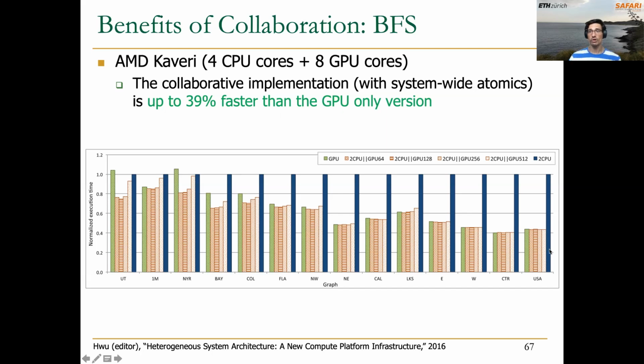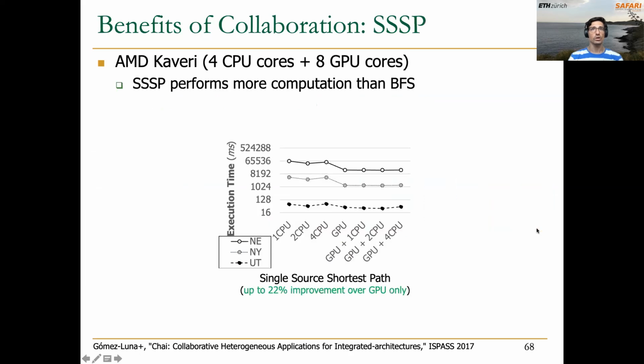When the graphs are very, very large, most of the time the frontiers are very long. And in that case, in almost all iterations, we are going to choose the GPU. So there is essentially no difference between the performance of the GPU version and the collaborative version, as you can see. And here you can see some more results on the AMD Kaveri.